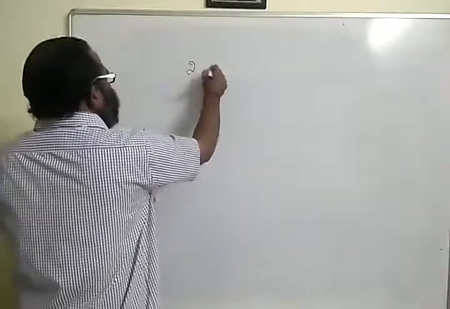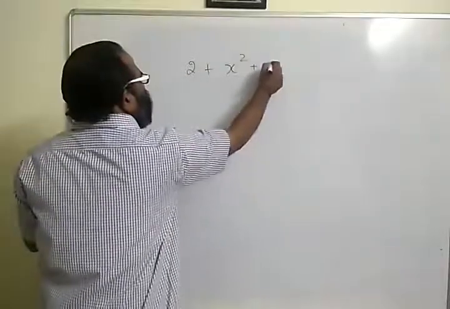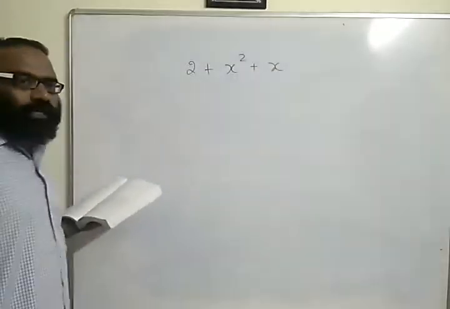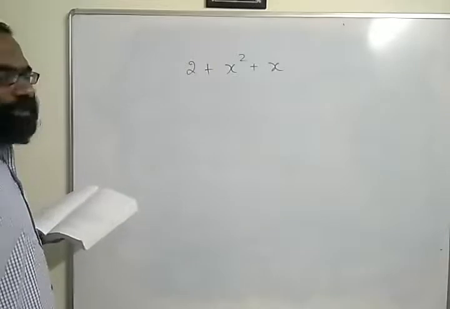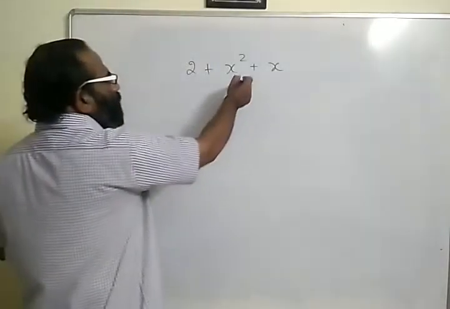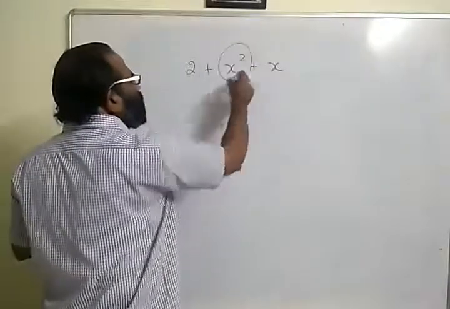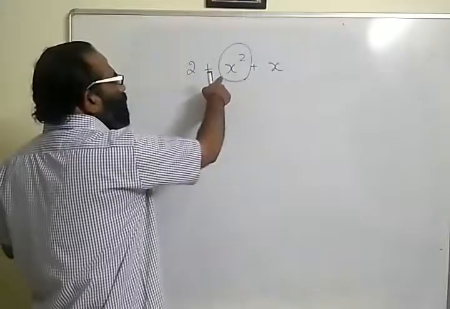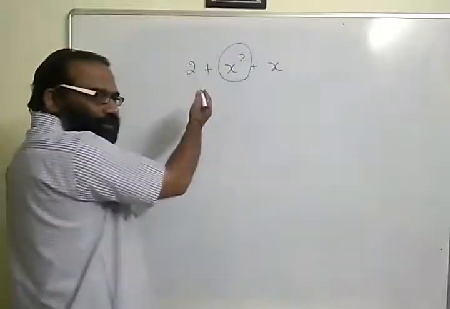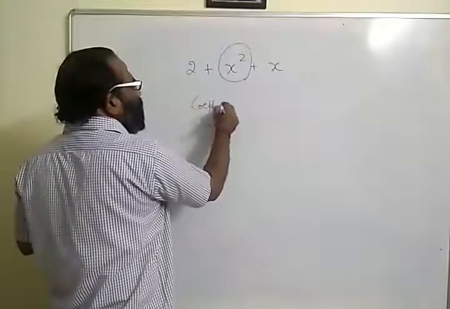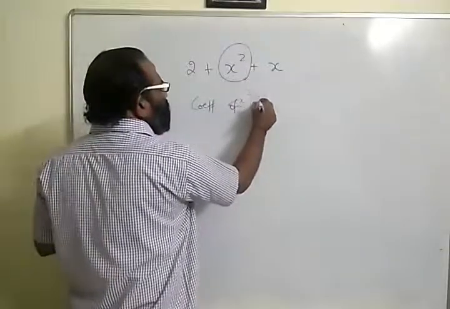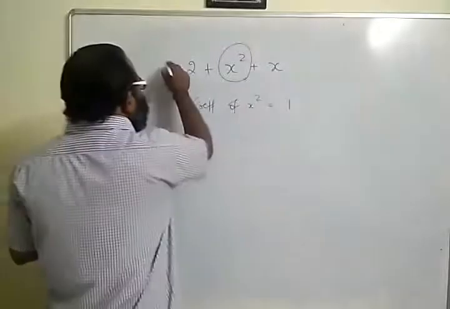So 2 plus x squared plus x. The question is, find out the coefficients of x squared. In this, which is the x squared term? This is the x squared term. And what is the coefficient of this? It is 1. Okay, so the coefficient of x squared is 1.